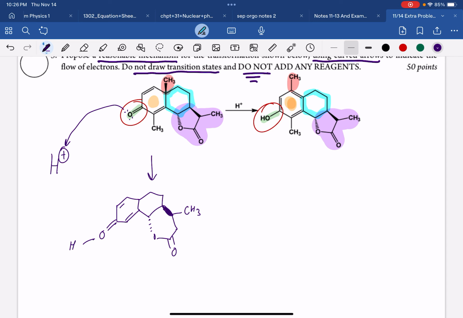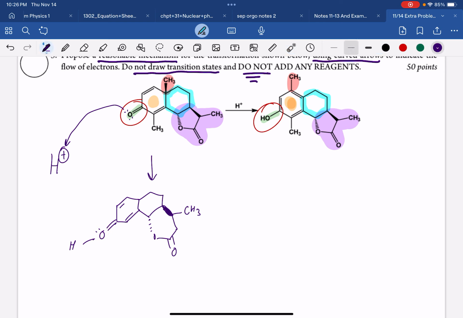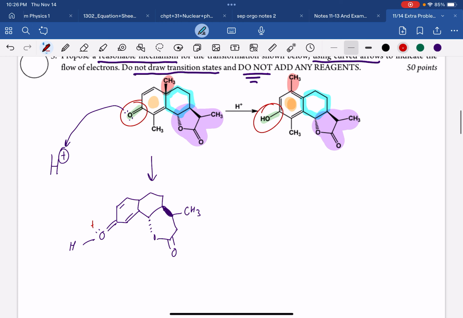Okay, so now notice that our O is bonded to three things, right? And it has a lone pair left. So we used one of these lone pairs to attract the H, and the other one stayed there. So if we do counting, we can see 1, 2, 3, 4, 5 valence electrons. Oxygen is 6, so 6 minus 5 equals plus 1, right? So this oxygen has a plus charge, okay?